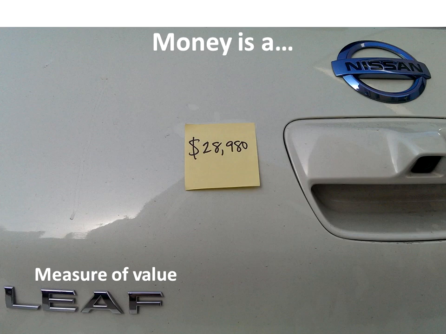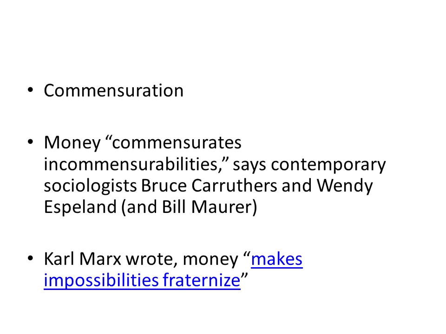One of the interesting things about this function of money, about money as a measure of value, is it does something pretty magical. We say that it allows for commensuration. And that is basically the establishment of equivalences among things that are not equal to one another. It allows us to establish equivalences among different things.